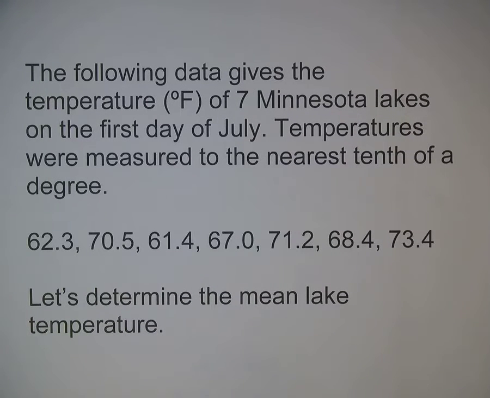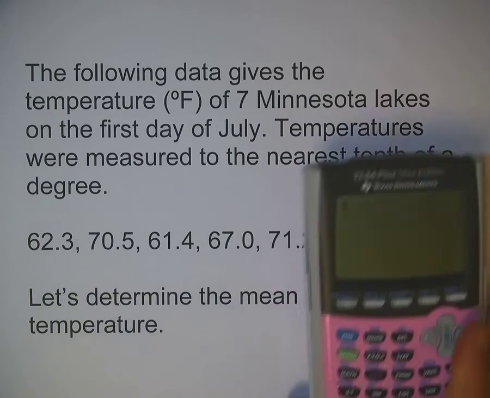The following data gives the temperature in degrees Fahrenheit of 7 Minnesota lakes on the first day of July. Temperatures were measured to the nearest tenth of a degree, so 62.3, 70.5, etc. So we have 7 total data values. Let's start by determining the mean lake temperature.